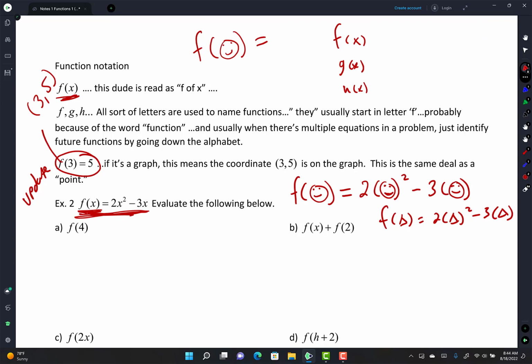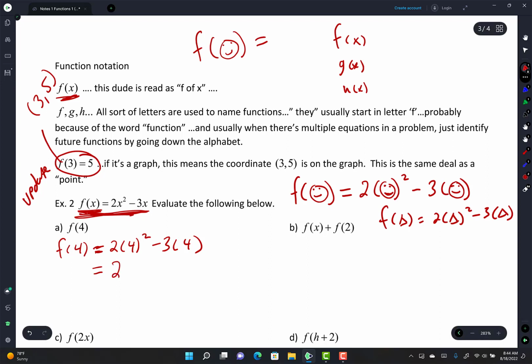So this one says f of 4. Just using our definition, we're going to go 2 times 4 squared minus 3 times 4. Technically I don't tell you to solve it, so you could leave it like that, but don't. You don't need a calculator for this. 4 squared is 16, and 3 times 4 is 12. If I double the 16, that's 32.